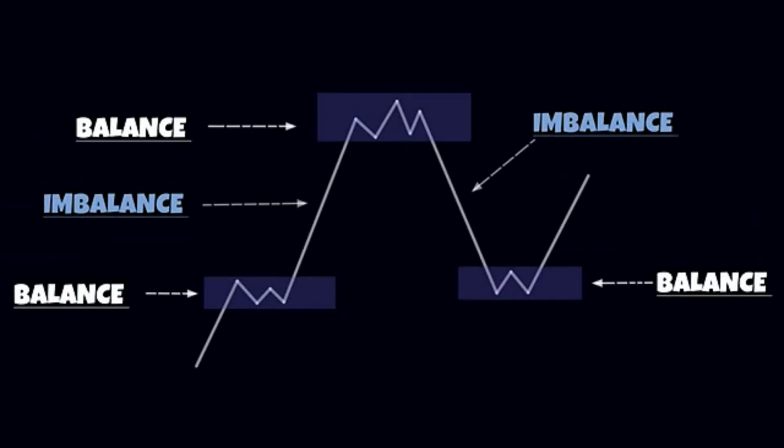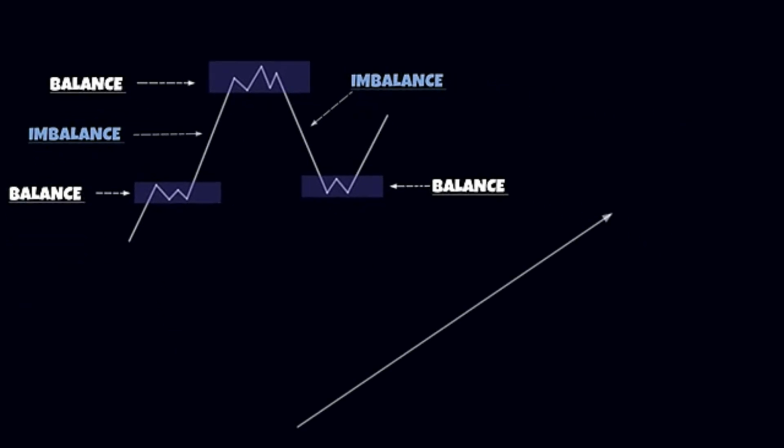The boxed areas represent balance, where buyers and sellers are equal. The strong moves represent imbalance, where either buyers or sellers take control. This is the concept we must understand before diving into supply and demand. In this video, we'll focus on balance areas. One key thing to note is, the stronger the move out of the balance zone, the stronger the demand or supply zone will be. There are two types of zones: reversal zones, where price moves in one direction, consolidates, and then reverses. Continuation zones, where price consolidates during a trend and then continues in the same direction.